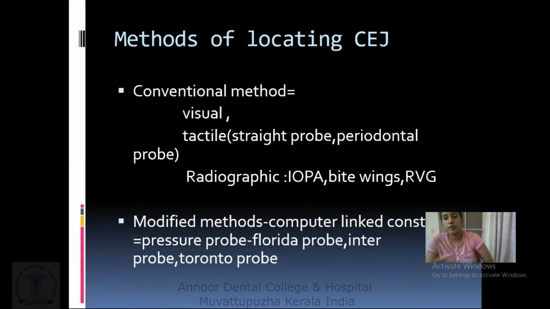Now, the methods of locating the cemento-enamel junction are the conventional methods like the visual method, the tactile method with a straight probe, or we can use the periodontal probe, and the radiographic methods like IOPA, bitewing, and RVG. We can use the pressure probes like the Florida probe, the Interprobe, the Toronto probes, etc., in locating the cemento-enamel junction.